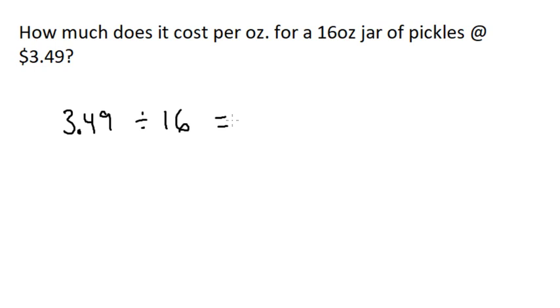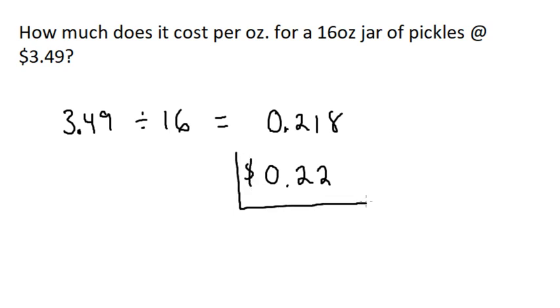349 divided by 16 is 0.218, or rounding that to the nearest cent would be 22 cents per ounce. So you're paying approximately 22 cents per ounce for that jar of pickles.